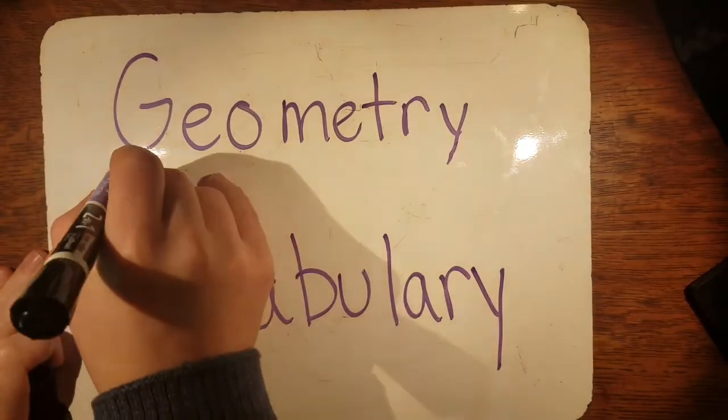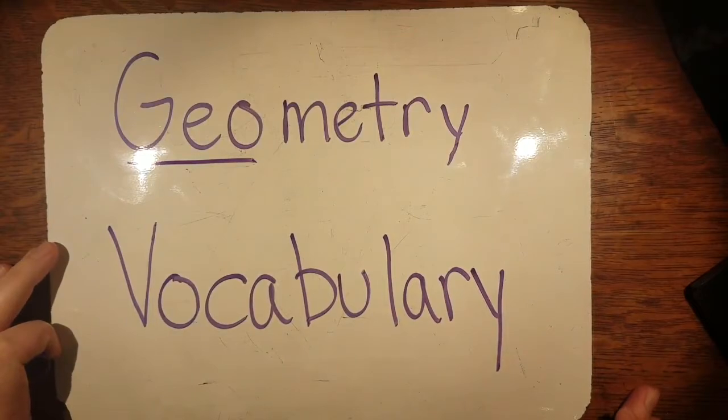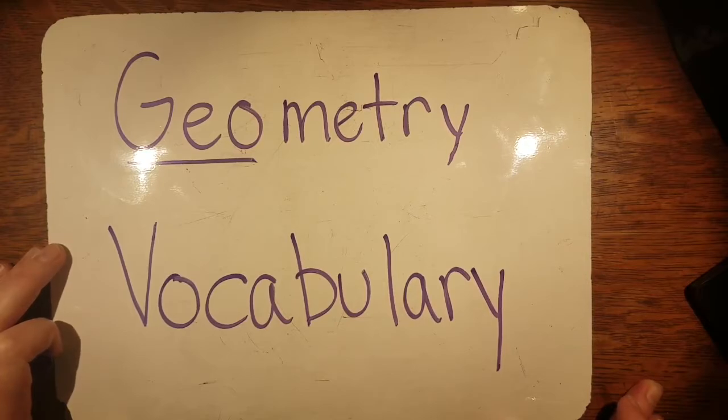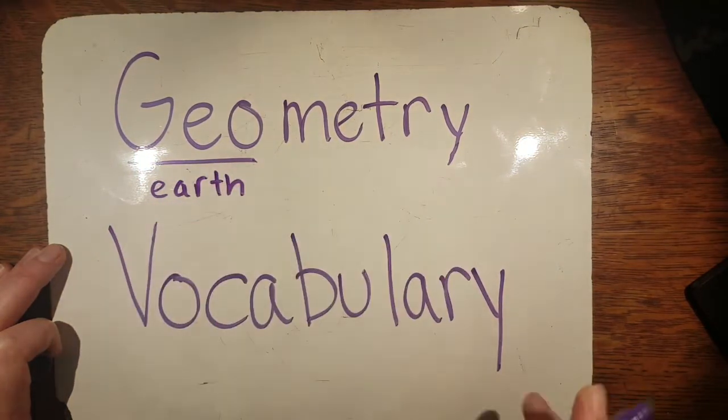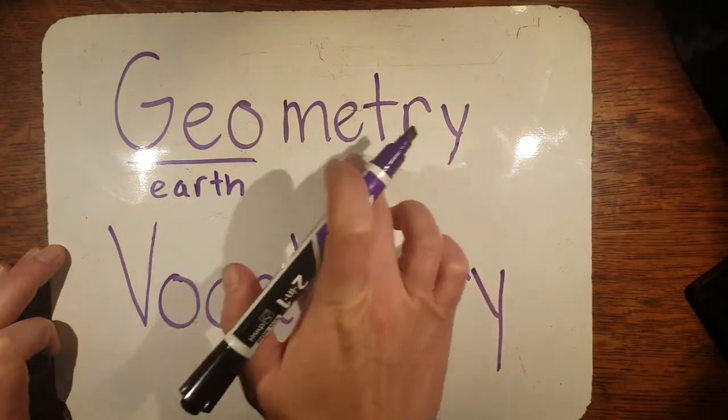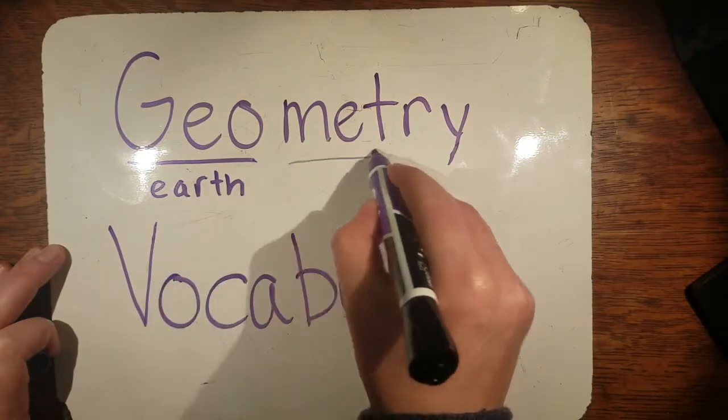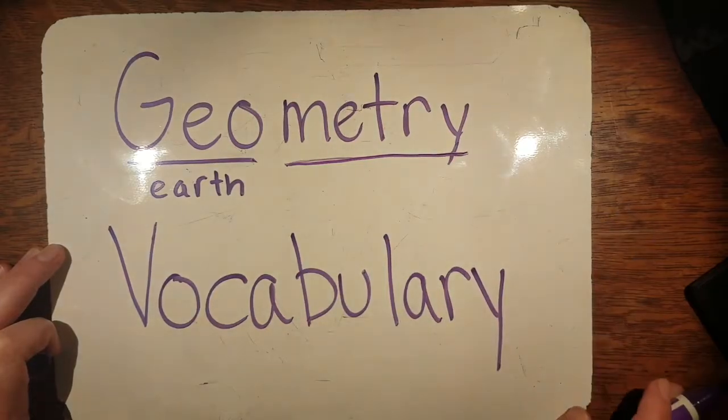Geo is our prefix. What other words have the prefix geo in it? Yeah, geography is one. Geology is another. Geo is earth. And then what other words have you heard with the metry part? Metry. Think about metric, like meters, the metric system.